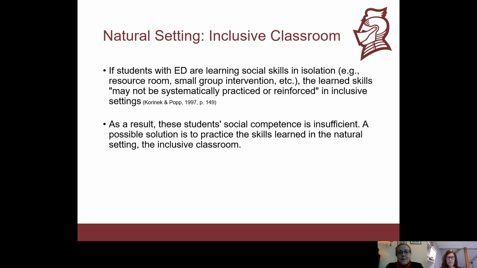If students with ED are learning social skills in isolation, such as a resource room or a small group intervention, the learned skills may not be systematically practiced or reinforced in an inclusive setting. And as a result, these students' social competence is insufficient. A possible solution is to practice the skills learned in the natural setting, which we will refer to as the inclusive classroom.